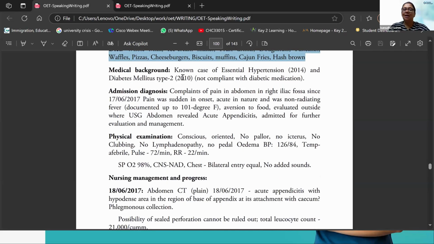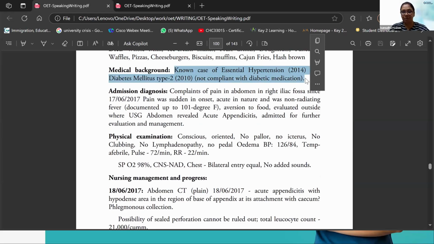Now, again, the medical background: known case of essential hypertension and diabetes mellitus, and the patient is non-compliant with diabetic medication. Now, this information becomes important because the patient is non-compliant with diabetic medication. Therefore, she is put on insulin injection. All right. So this becomes important. So you put a star next to it.